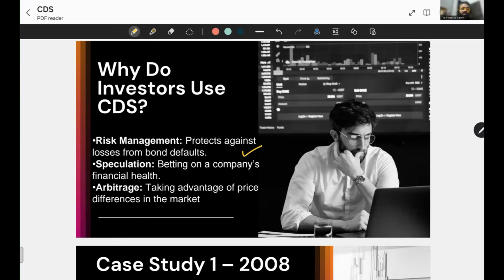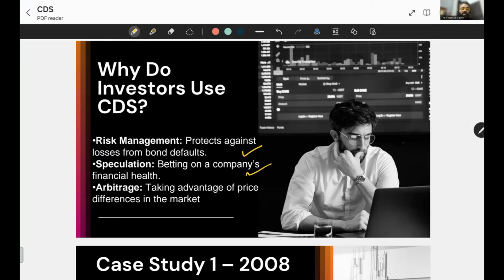The risk management means the hedging that I already told you. Investors use CDS to protect their bond investment or loan investment, right? Because if you are lending something to somebody else, you are trying to protect yourself from losses in case the other person defaults in future. The second use is speculation.